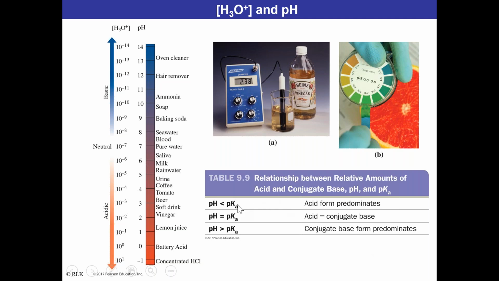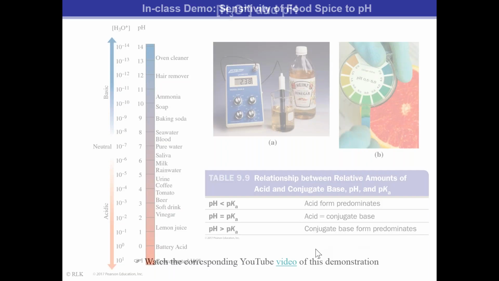So if the pH is less than the pKa, then guess what? The acid form predominates, okay? If the pH is equal to the pKa, well, the acid and the conjugate base of whatever we're talking about, let's just say citric acid, are going to be the same, as long as the pH and the pKa are right around the same amount. And if the pH is greater than the pKa, then the conjugate base is going to form. So we're going to get into that, and I'm going to show you examples of that.